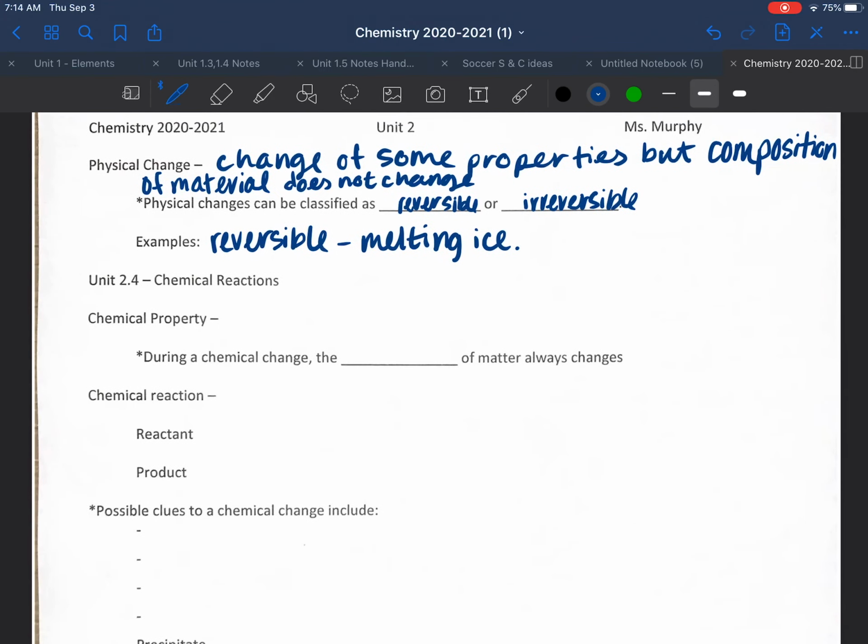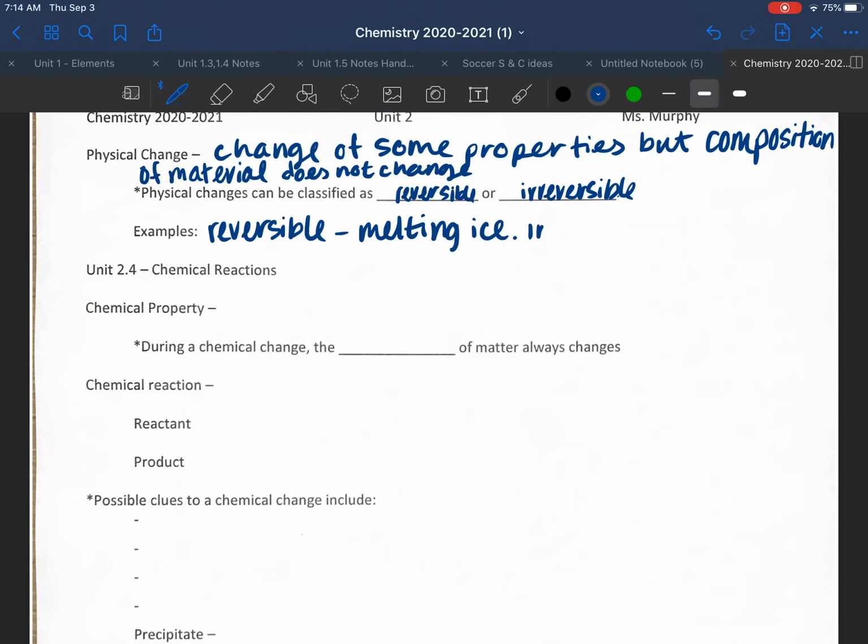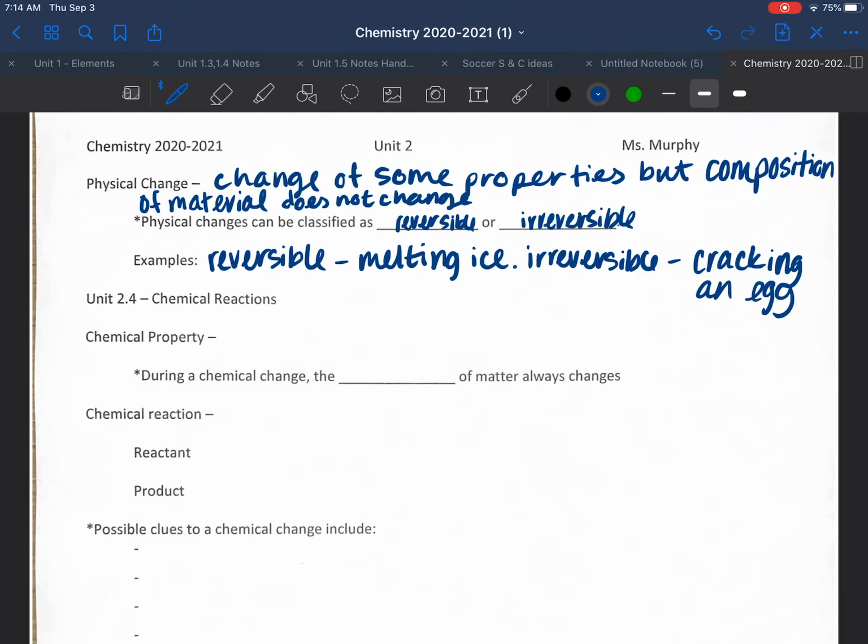And an irreversible physical change, a good example would be cracking an egg, as you can't put it back together the same way as it was before. So that ends Unit 2.1. And now we'll get into discussion about chemical reactions.